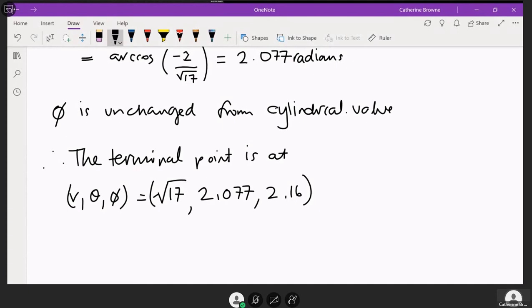So did anyone have any questions about that one? I think the important thing to note there is to think about where your position vector actually is in 3D space, and then you can check that the angles that you're calculating are correct. Because, of course, cosine, tan, sine, they're all periodic functions. Okay.